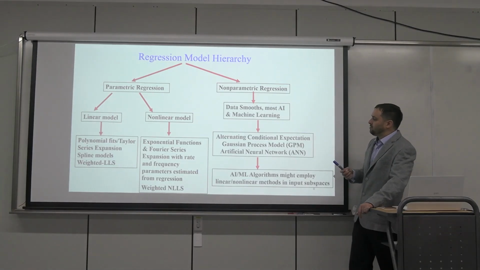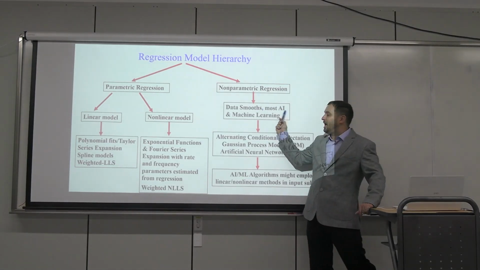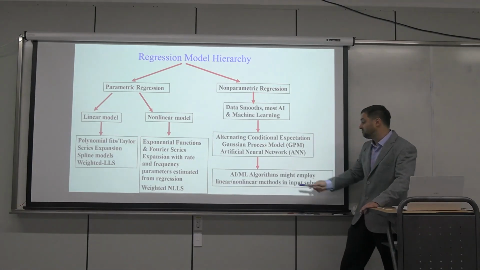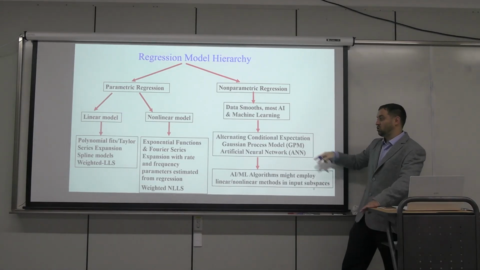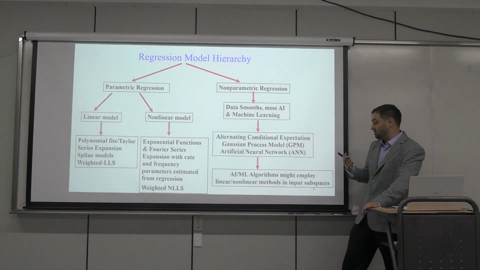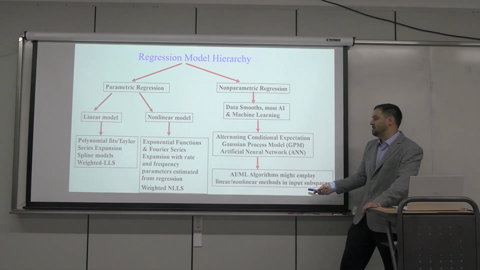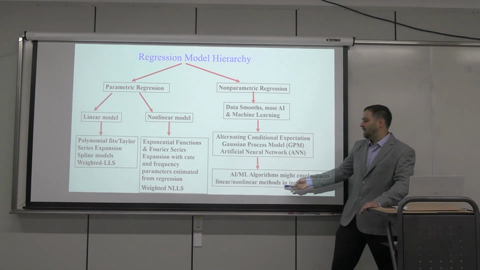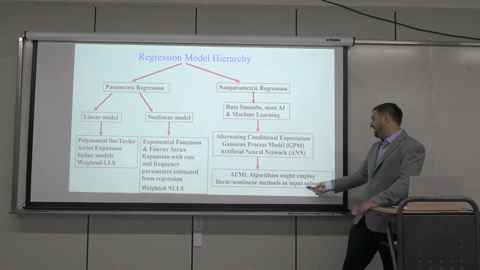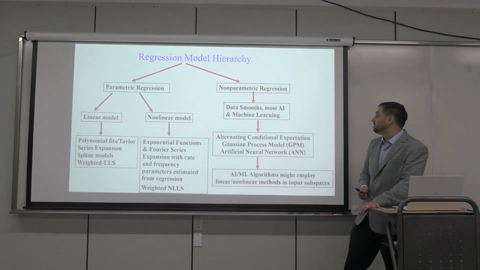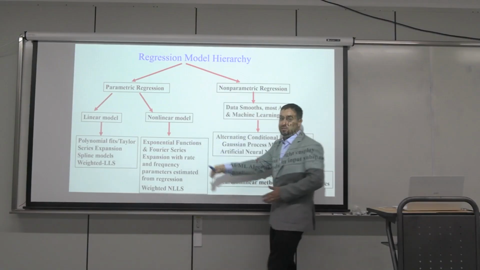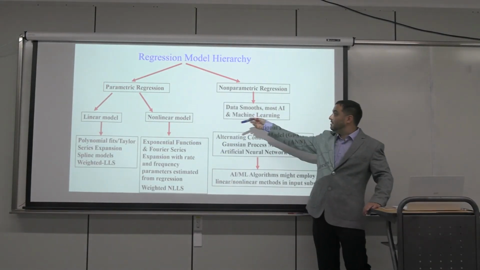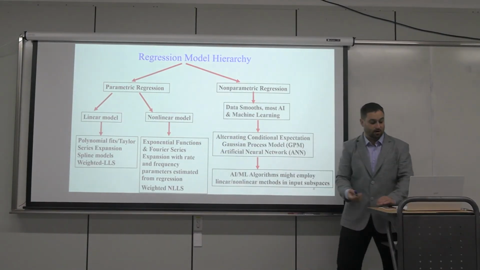But one thing about all of these data smooths, AI and machine learning algorithms, is that they might employ both linear and nonlinear methods within the structure of these non-parametric models. Especially, some of these methods will apply a linear model in an input subspace. And so there is some interaction between the parametric regression and non-parametric regression.